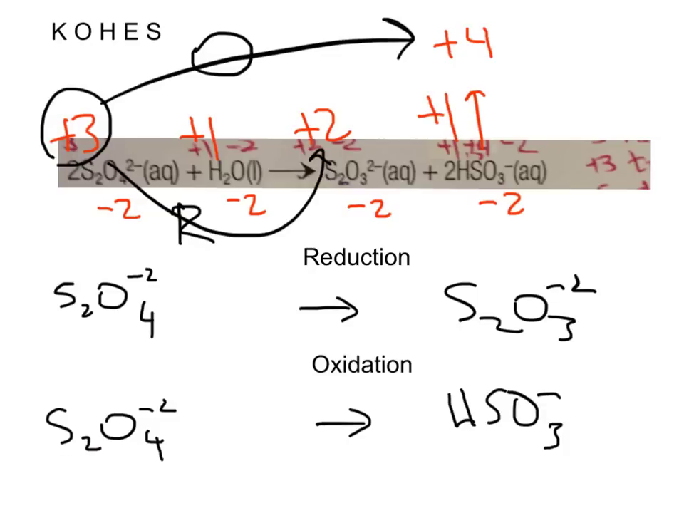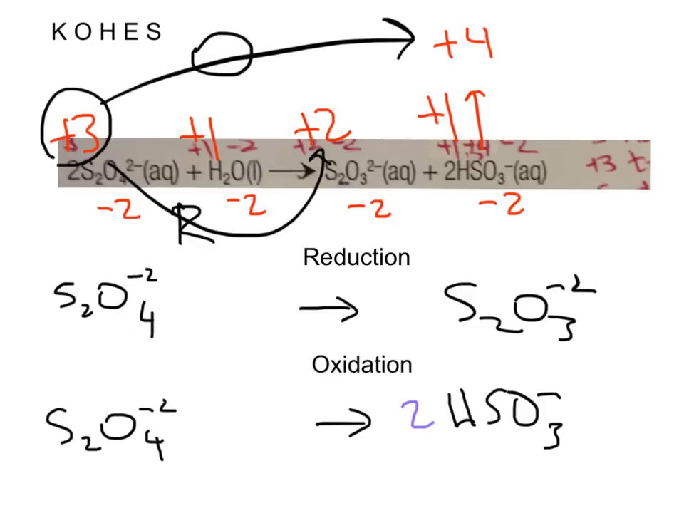2 sulfurs on the reactant side, but only 1 on the product side. So I'm going to have to add a coefficient of 2 to that side of the equation so that I get 2 sulfurs there and 2 sulfurs there. Okay, done. Let's balance our oxygens now. Now to balance our oxygens, we need to add water.